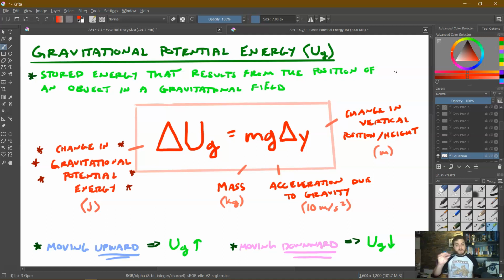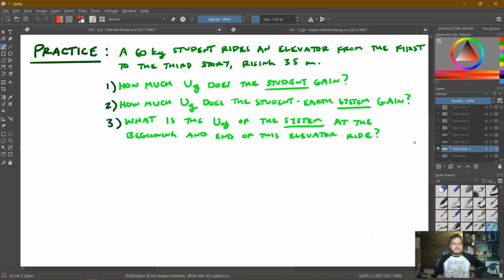If I move an object upward, it gains gravitational potential energy. If I move it downward, the system loses gravitational potential energy. So let's look at an example. Let's say we have a 60 kilogram student riding an elevator from the first to the third story of a building, and in that process, they rise 35 meters. And so we've got three different questions here.